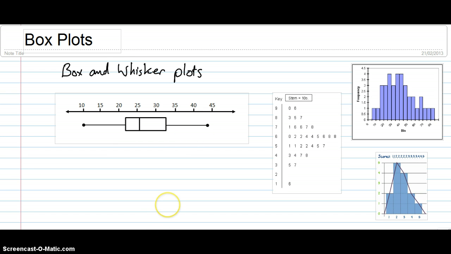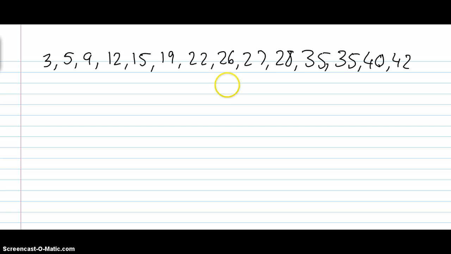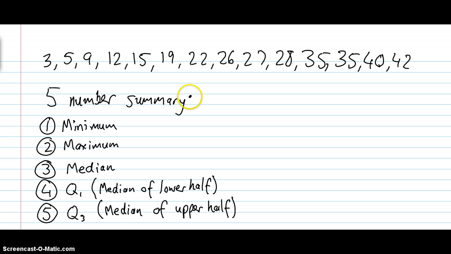Okay, let's look at how a box and whisker plot is constructed. First of all, we need some data that we can look at. Okay, here's some data. Now, in order to make the box and whisker plot, we need 5 pieces of information. It's called the 5-figure summary, or 5-number summary. The 5 numbers that we need are the minimum score, the maximum score, the median score, Q1, which is the median of the lower half of the data, and Q3, which is the median of the upper half of the data.